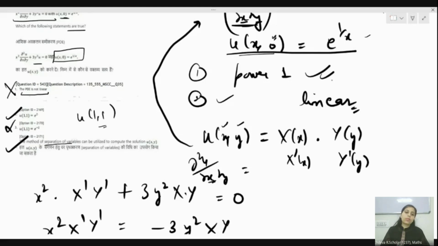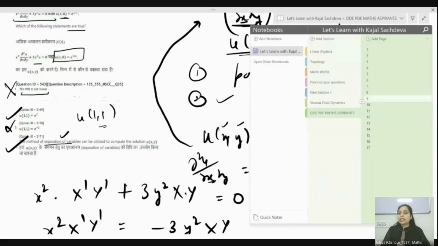Just use the separation of variable method, and the question itself is saying to use this method. You can get the solution. So partial differential equations and ordinary differential equations are very easy in the NET examination. The options itself say the answer. Just read each line very carefully, and you will get the answer yourself. Let's take another problem.